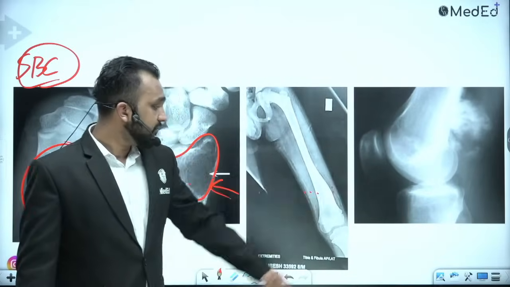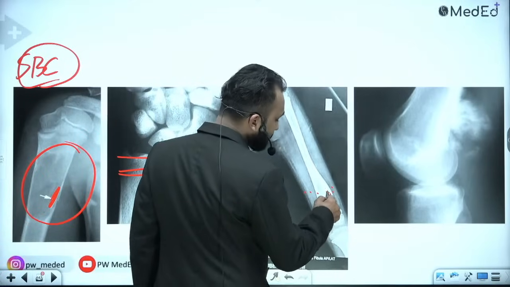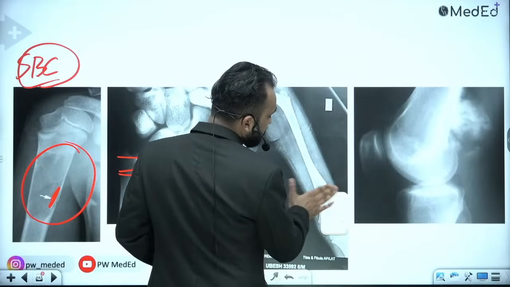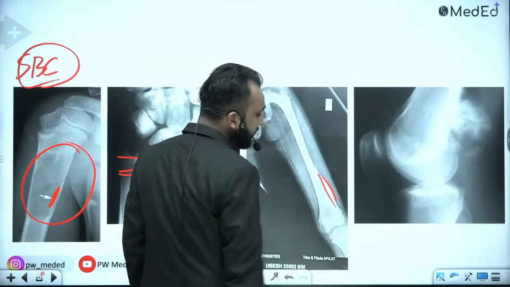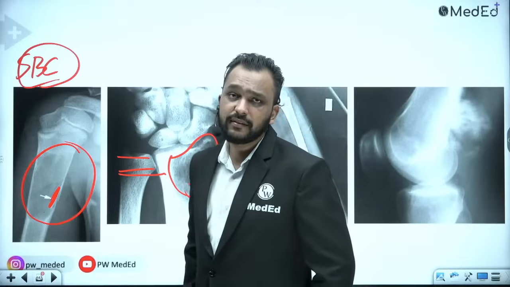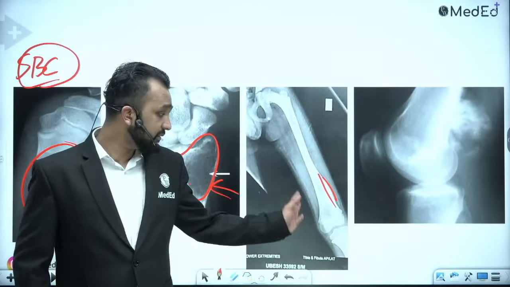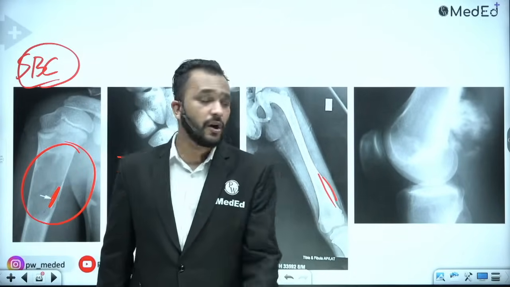In the third case, we can see that the lesion is located in the cortex of the bone, cortical location, and there is a solid type of periosteal reaction. And the patient has history of night pains that is relieved by NSAIDs. This is a case of osteoid osteoma, that is lesion located in the cortex.